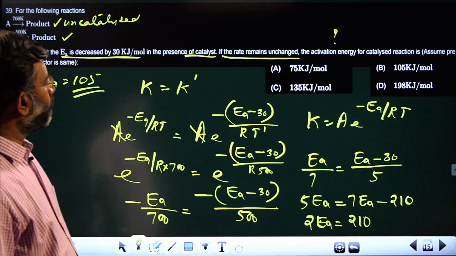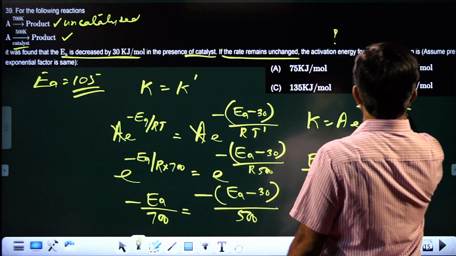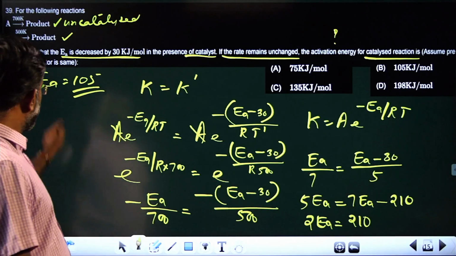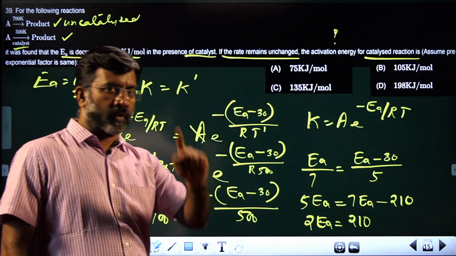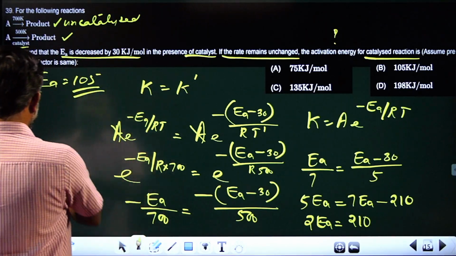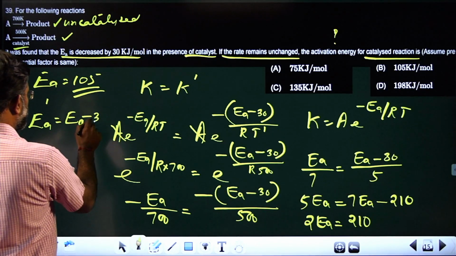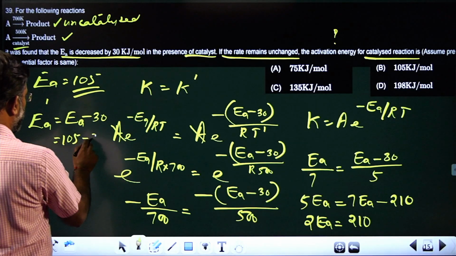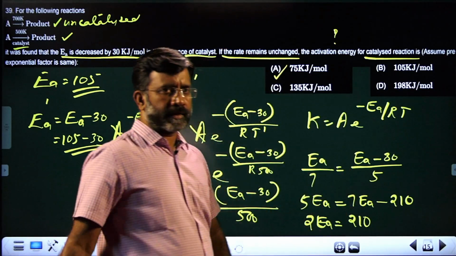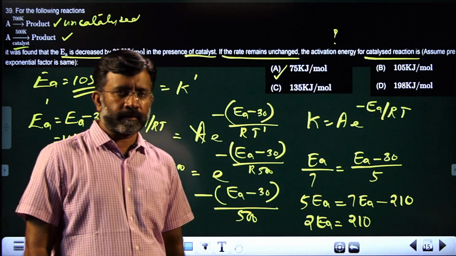What is asked for? Activation energy for the catalyzed reaction. EA is the activation energy for the uncatalyzed reaction, and you need the activation energy for the catalyzed reaction. So it must be EA dash, that is EA minus 30. So it is 105 minus 30. The answer is option A, 75. Hope it's clear. Next.